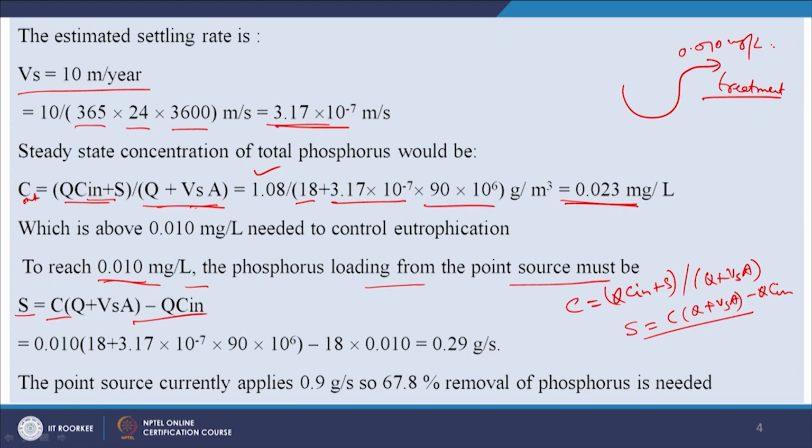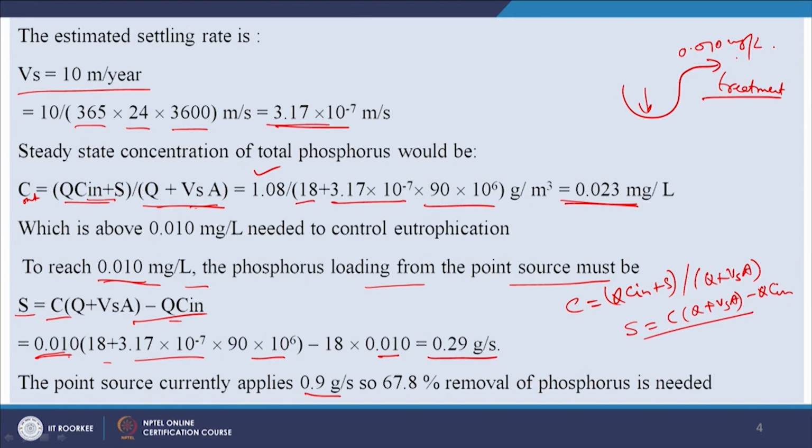So, in that case if we want to get this, so no further treatment is required, then you see the S value will be this into 18 plus this one into this minus 18 into C in that. So, that is equal to 0.29 gram per second, but it is presently giving 0.9 gram per second, and 0.29 gram per second can be settled here. So, we do not need any further treatment for this.